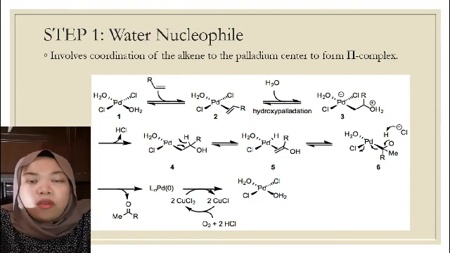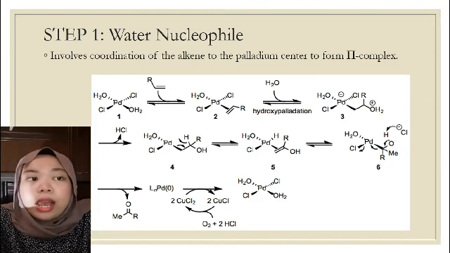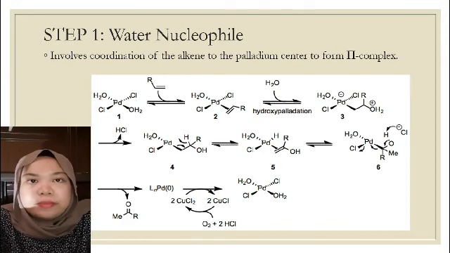Markovnikov type addition of water to the more substituted carbon of the alkene forms a methyl ketone, while attack of water at the less substituted position ultimately yields an aldehyde. The mode of hydroxypalladation has been shown to affect the distribution of ketone and aldehyde products. And it is also important in stereoselective Wacker cyclization reactions.